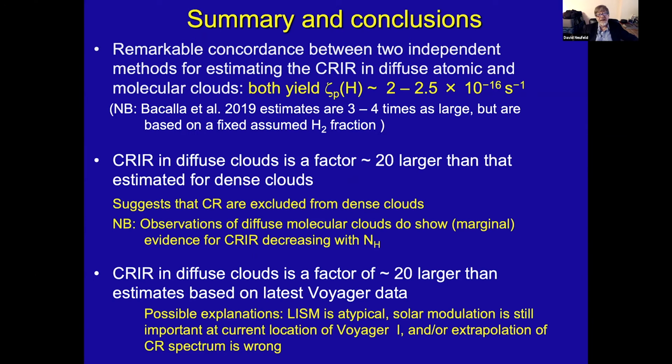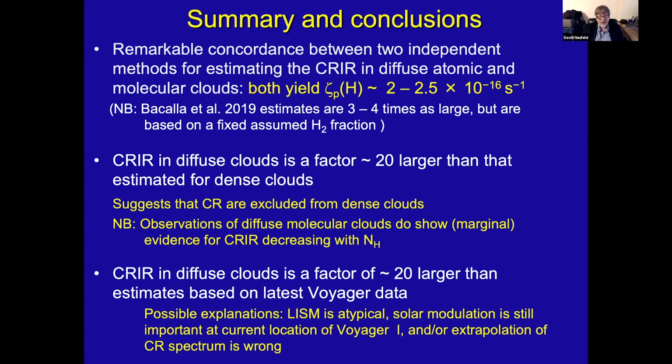And so the summary then is that two independent methods of estimating the cosmic ray ionization rate through observations of molecular ions give numbers between 2 and 2.5×10⁻¹⁶. This is a factor of 20 larger than that estimated for dense clouds in the galaxy, suggesting that the cosmic rays are excluded from dense clouds. And finally, this cosmic ray ionization rate in diffuse clouds is a factor of 20 or so larger than what you would estimate based on the latest Voyager measurements of cosmic rays in situ using the Voyager 1 spacecraft.